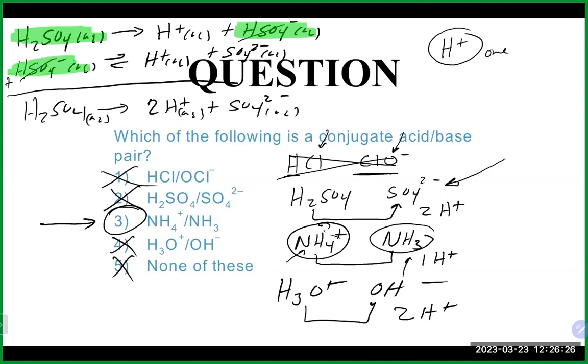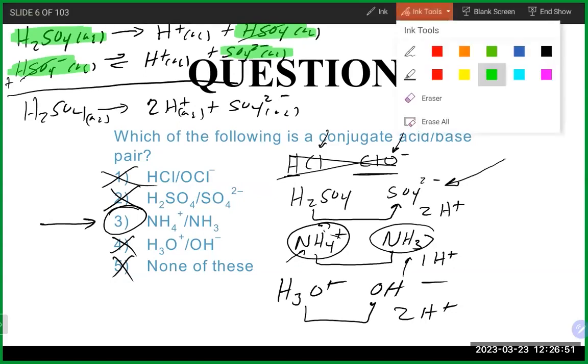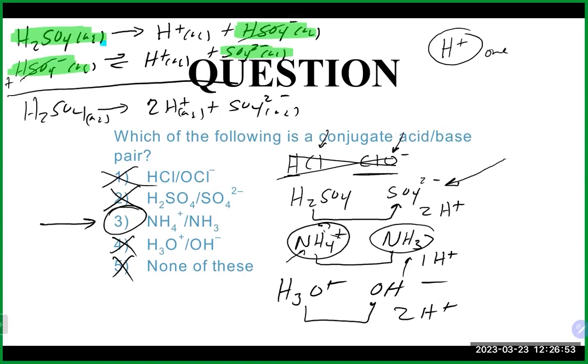HSO4 minus and SO4 2 minus, are they partners? They actually are partners as well. The only difference between those two is 1 H plus. Again, if you take off the H from the guy on the left, you're left with SO4 minus. And when you take off the H, it is actually an H plus, so you become 1 more negative, and it becomes SO4 2 minus. So those guys in green on either side there, these two guys would be partners. These two guys would be partners.